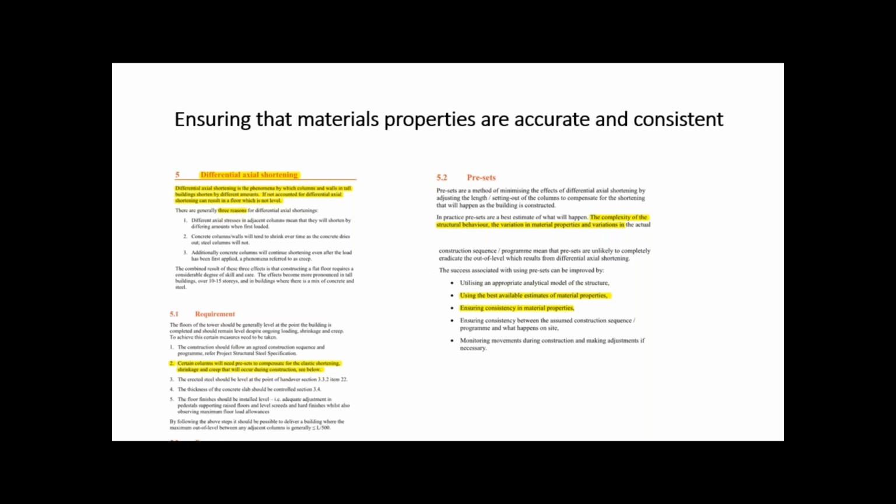This is an excerpt from the design process manual that Eric developed, to make sure that the floors and the materials are accurate and consistent. One of the key elements here is ensuring that differential shortening, which is a phenomenon by which columns and walls in tall buildings shorten by different amounts. If not accommodated for, differential axial shortening can result in a floor which is not level.